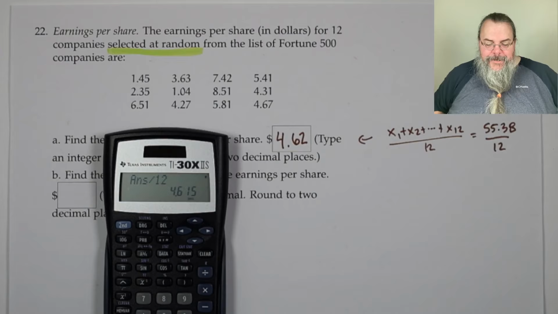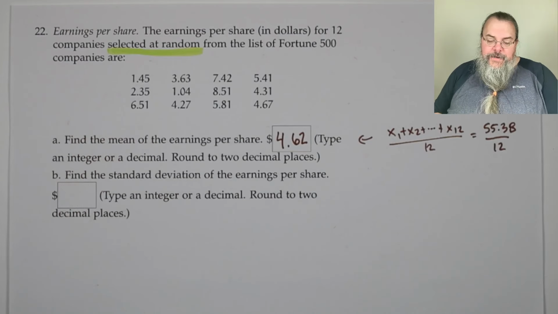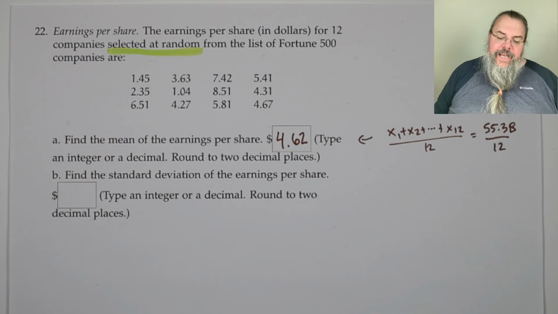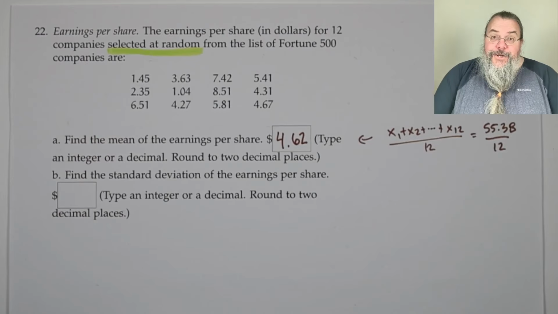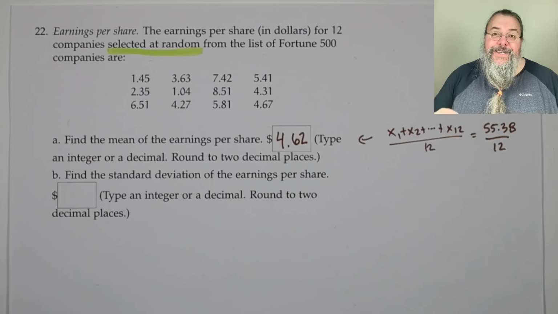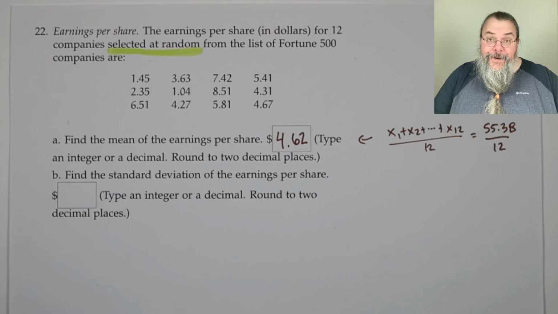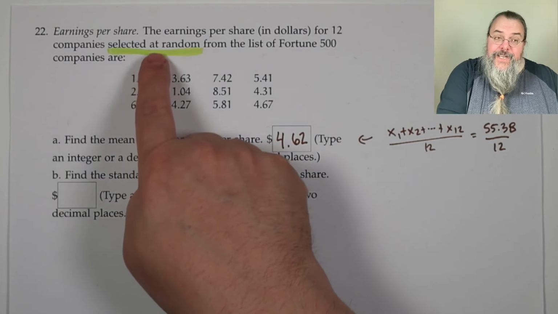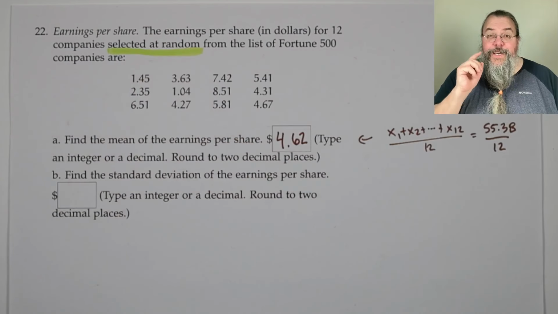Now the fun part. Part B. Find the standard deviation of the earnings per share. So, there's two variations of standard deviation. The question is, which one are we and how do we know? That's why I said this phrase is going to be important.